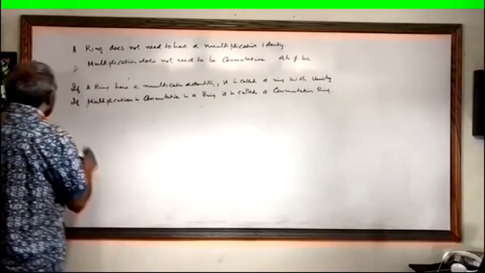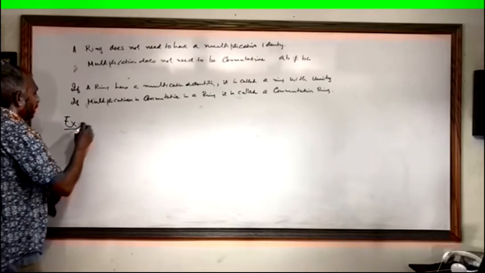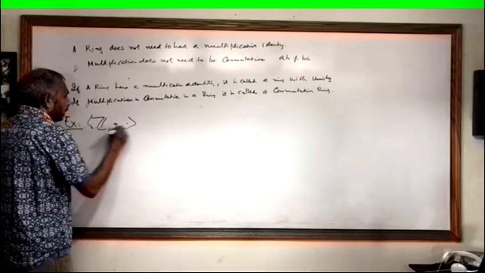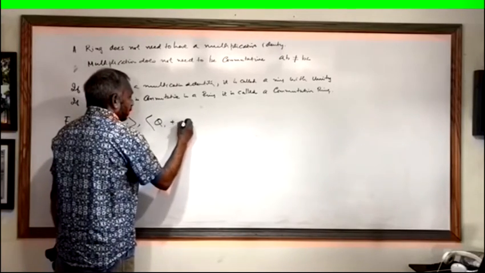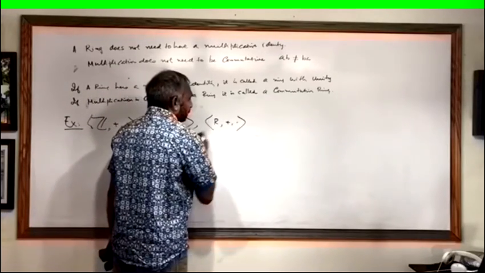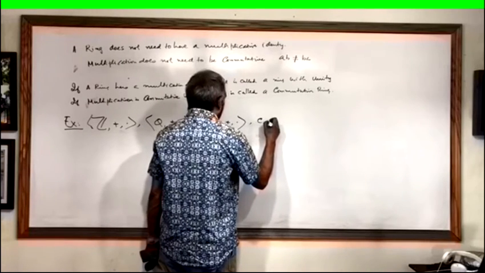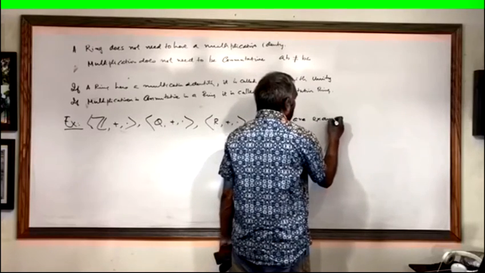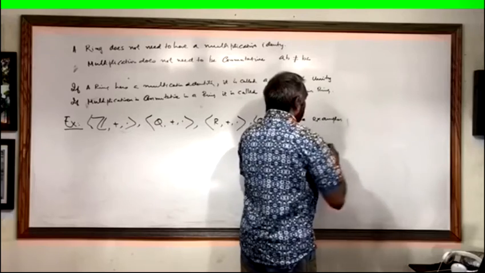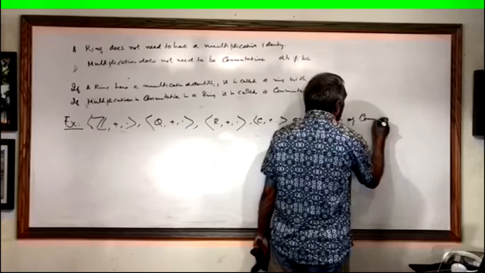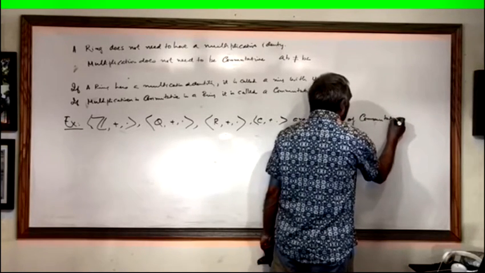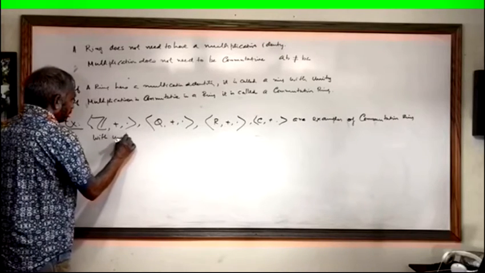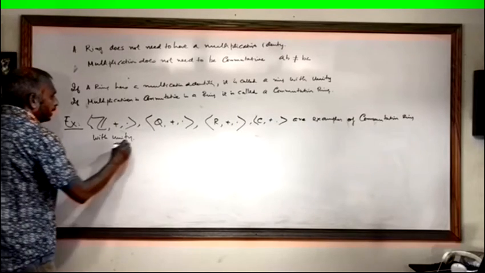Now let us take examples. First set of examples, very simple. Z with addition and multiplication, then Q, R, and C with addition and multiplication are examples of commutative rings with unity. Okay, and they are all infinite.